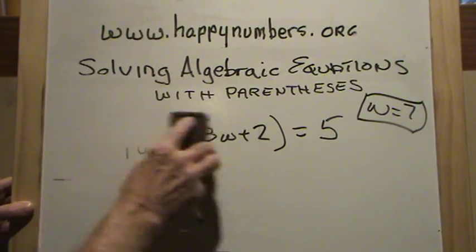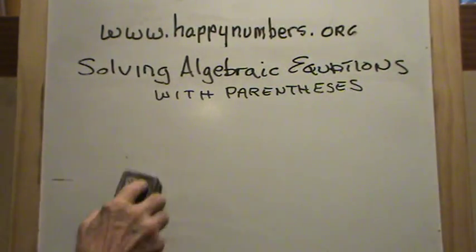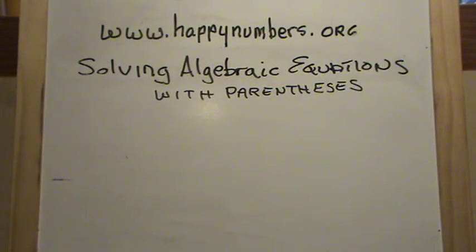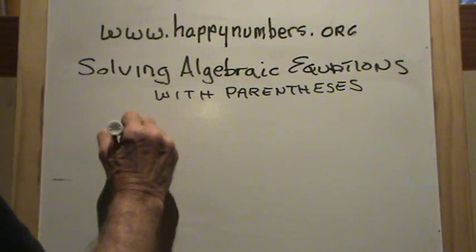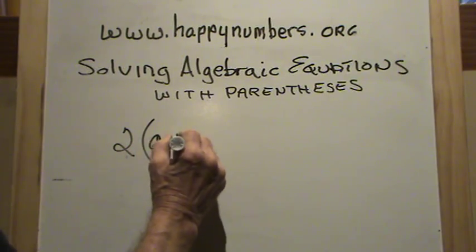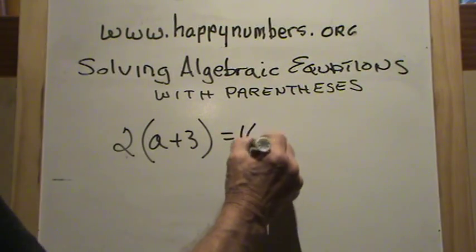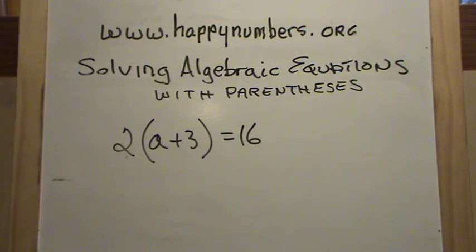All right, let's try a different one. I'll put one up and we'll let you solve it, and then we'll come back and take a look at it. Let's take this one: 2 times the quantity of a plus 3 is equal to 16. Go ahead and put your DVD on pause, work that, and then turn it back on and we'll take a look at it.